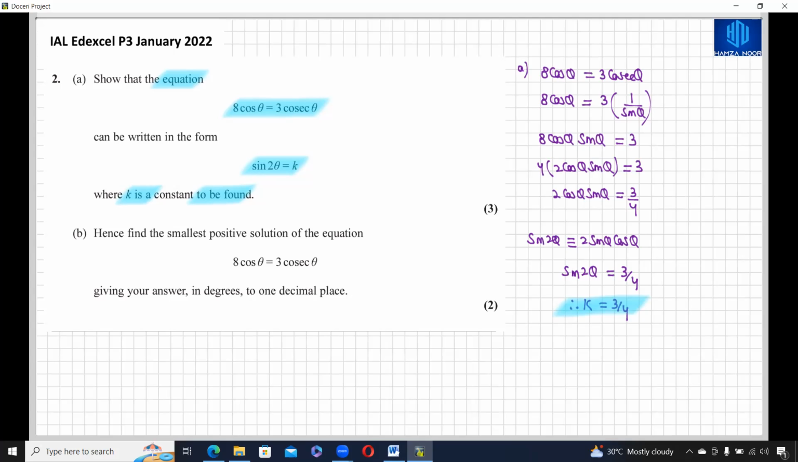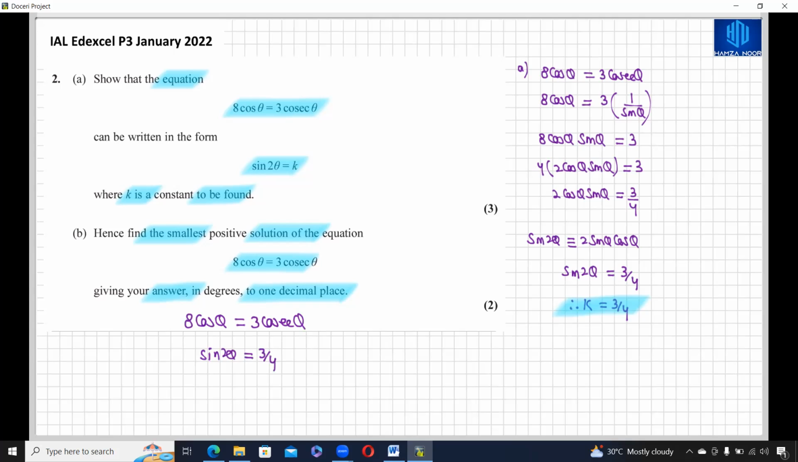Alright, now we have part B. Part B says: hence find the smallest positive solution of the equation 8 cos theta equals 3 times cosec theta, giving your answer in degrees correct to 1 decimal place. When it is said to solve this equation, you need to solve the equation obtained in part A, which is sine 2 theta equals 3 over 4.